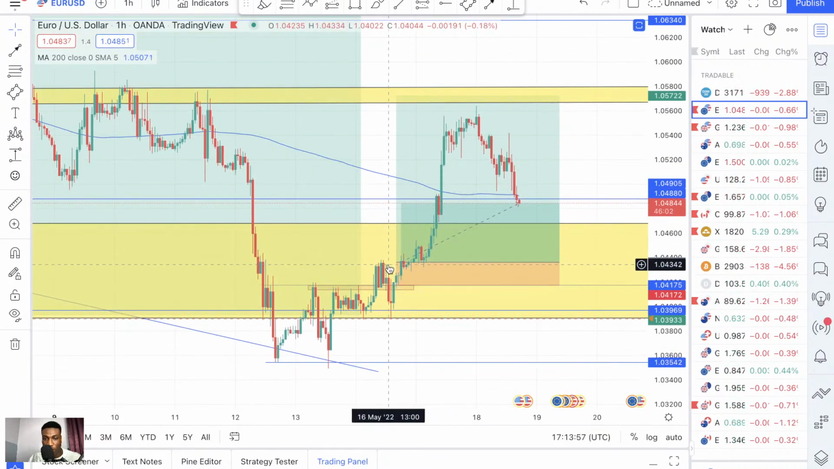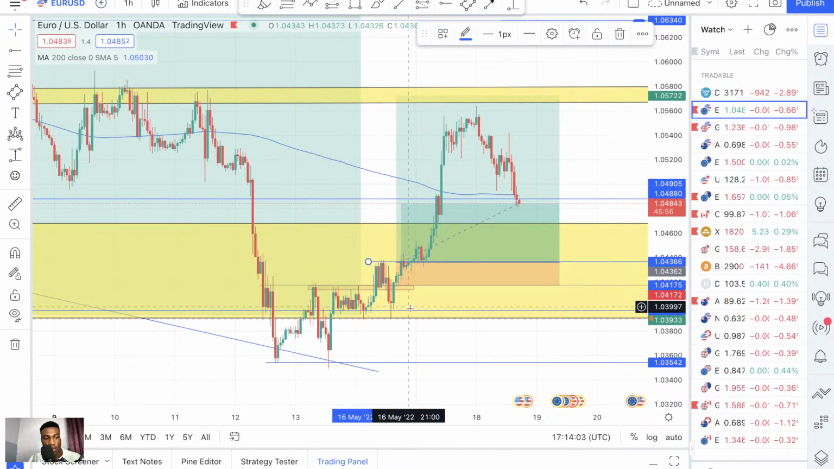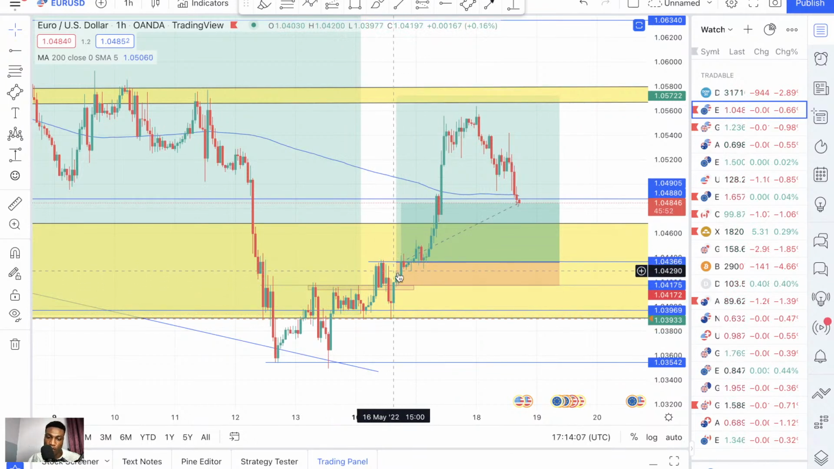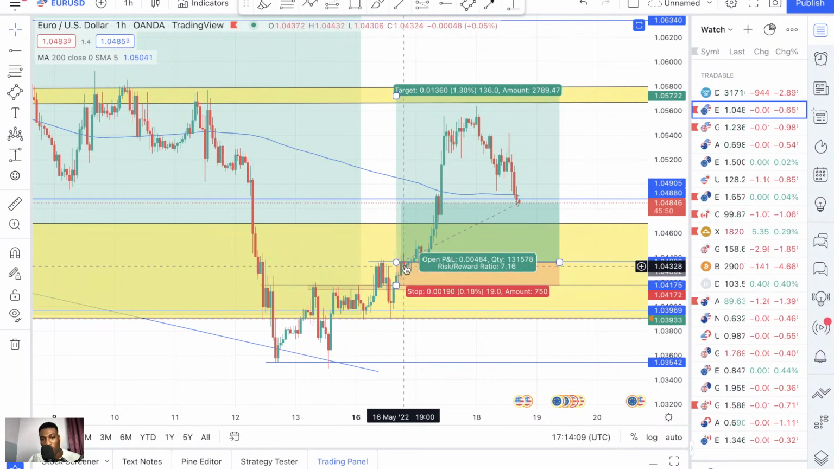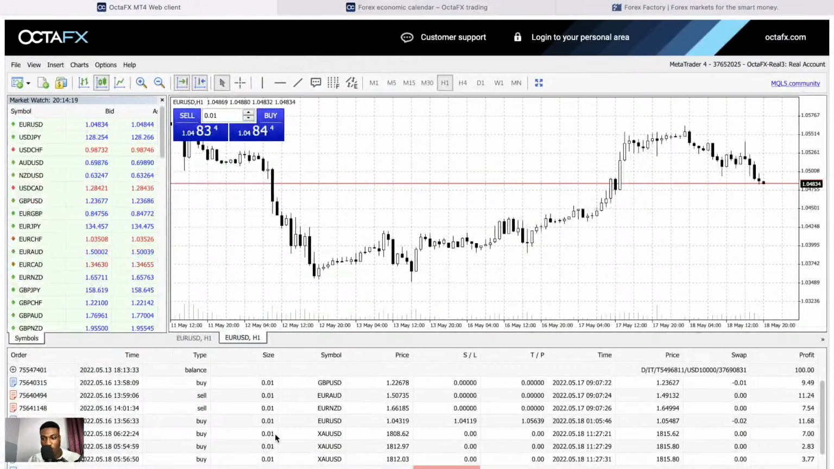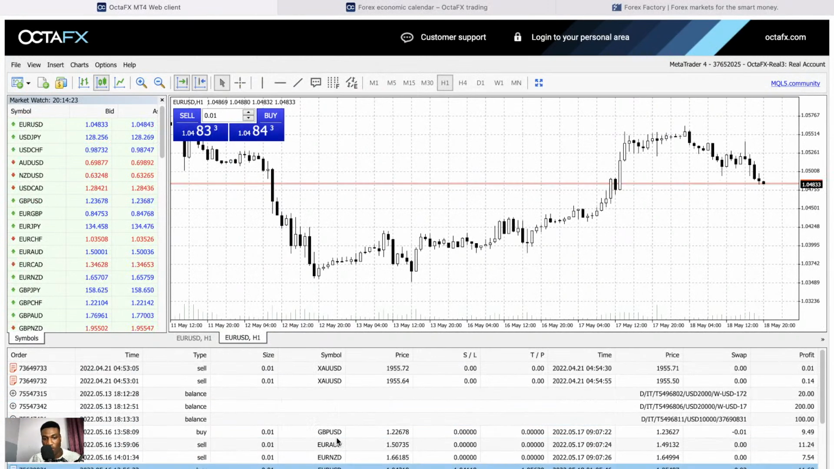And if I zoom in, you're going to see a breakout of these consolidations. Let me highlight. So this was a confirmation to take a buy on Euro USD because price broke out of this consolidation and we bought Euro USD. That's how we got 116 pips in profit on Euro USD.